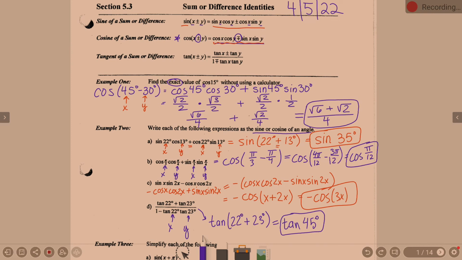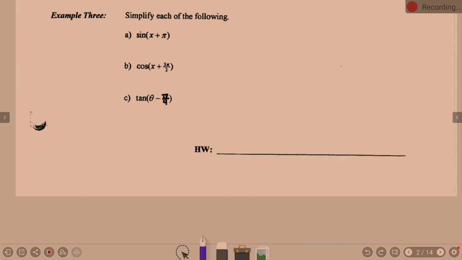So yes, it is technically equal to 1, but the original directions were to write each of the following expressions as the sine or cosine of an angle, or it should say tangent of an angle. So, okay, are you seeing how these formulas work? Or these identities, I should say. Again, we'll use them in other places. They are definitely helpful. Let's go down and look at the bottom section real quick.